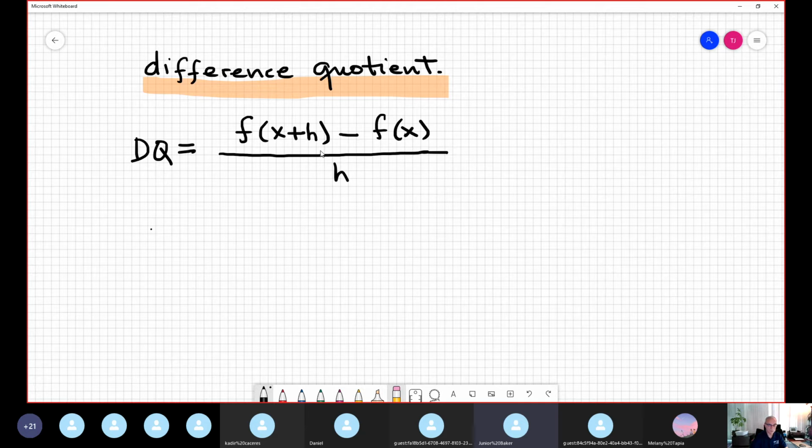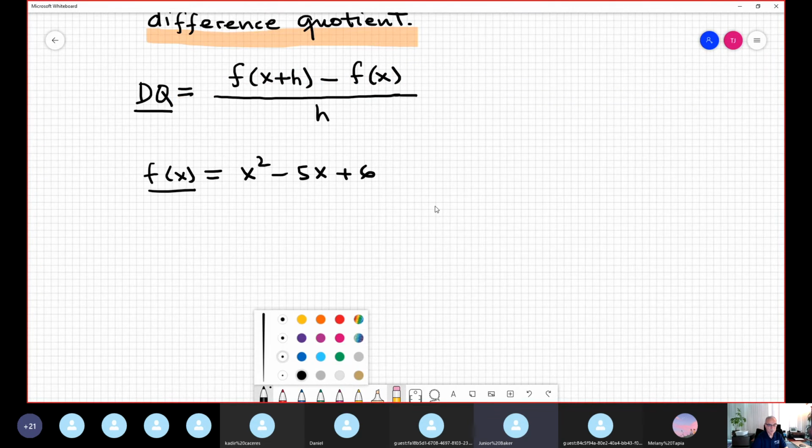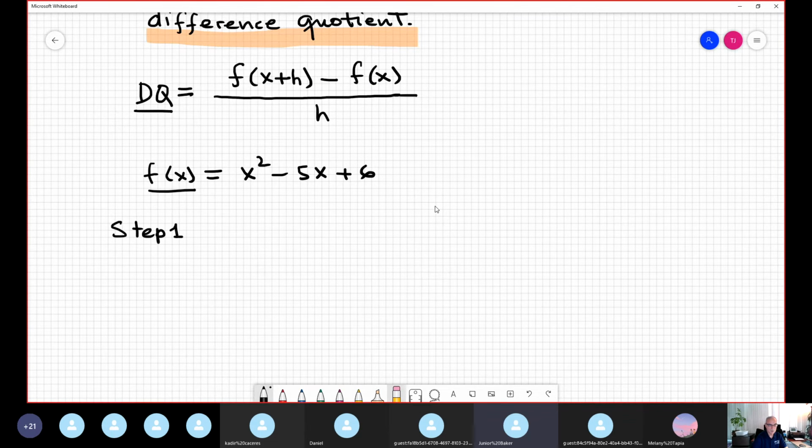Well, one function is given. Suppose this quadratic. And the question says, compute the difference quotient for that function. Compute the difference quotient for that function. And let's do it step by step. Step one is compute that part of the formula. Let's do it.